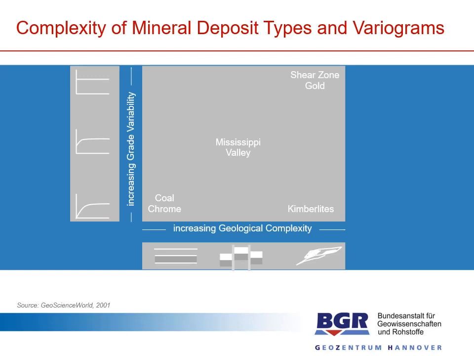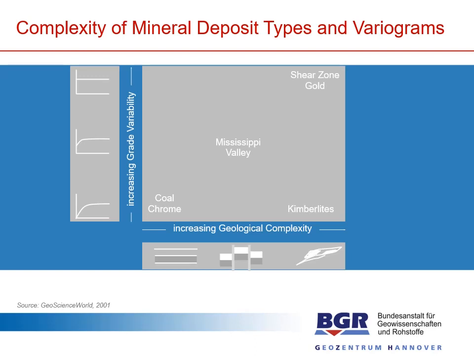And on the top, if you have a shear zone gold, there is a very, very high variability in grade from one point to the other. That means on a variogram, it is very difficult or not possible to show a spatial relation, because the different points can differ very much on a very short distance.